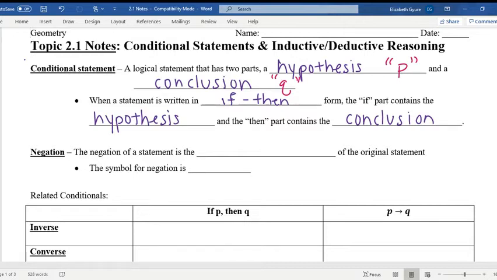When you write an if-then statement, because it is the hypothesis part, which is P, and then the conclusion, which is Q, you'll often see that written as P, arrow, Q, like that.